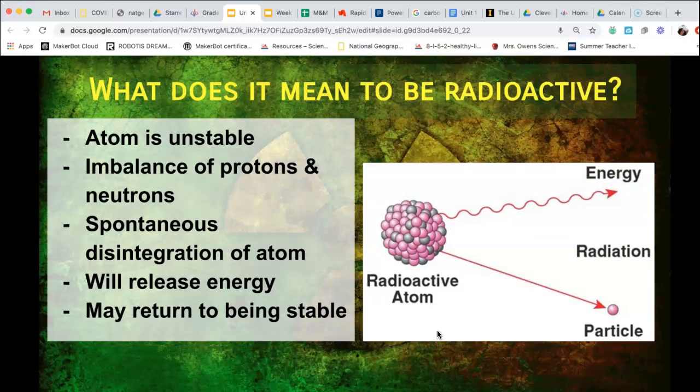So what does it mean if a substance is radioactive? It means it's going to be spontaneously breaking down and releasing particles as well as releasing energy. That energy can be absorbed by other substances that are around the atom that is breaking down. So the atom is going to be really unstable.